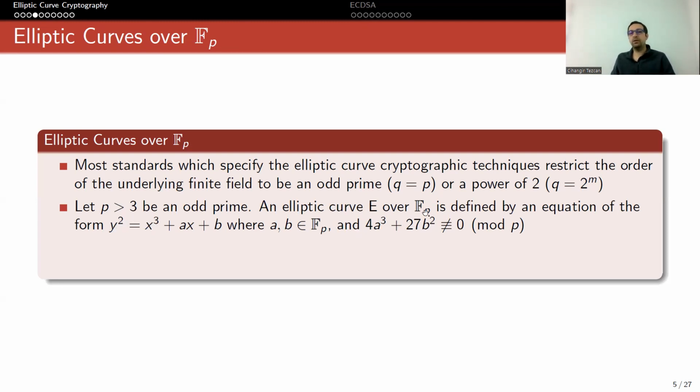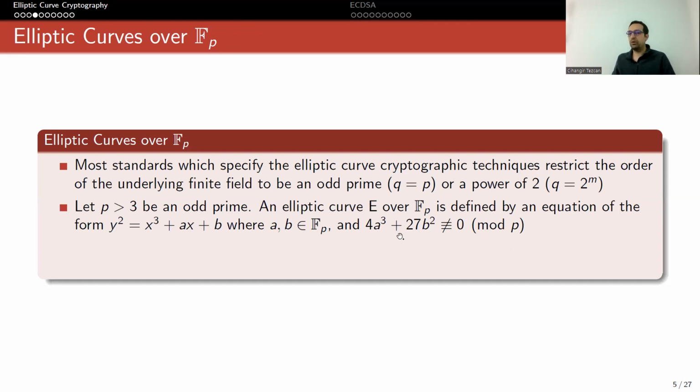An elliptic curve E over F_p is defined by an equation of the form y squared equals x cubed plus ax plus b, where these coefficients a and b are from F_p, our field. Also, it has to satisfy this property, which is 4a cubed plus 27b squared should be different than 0 modulo p.